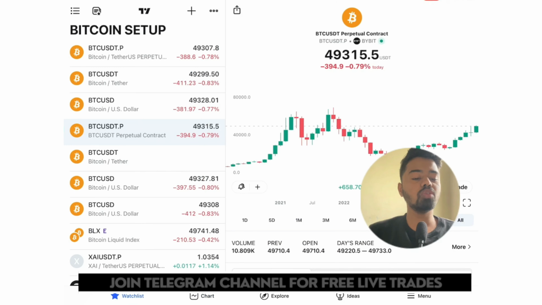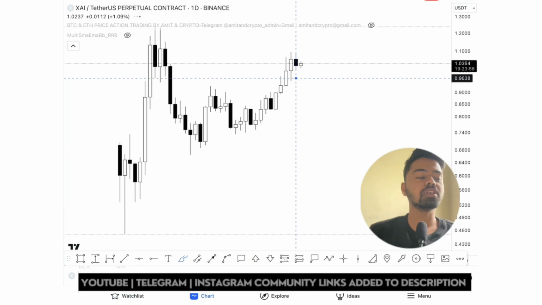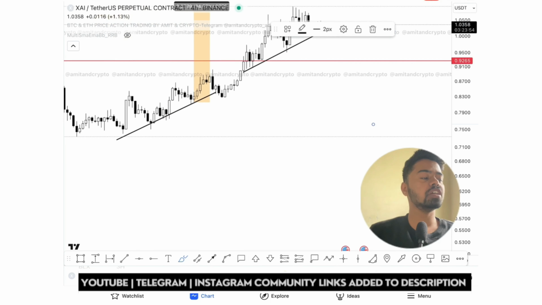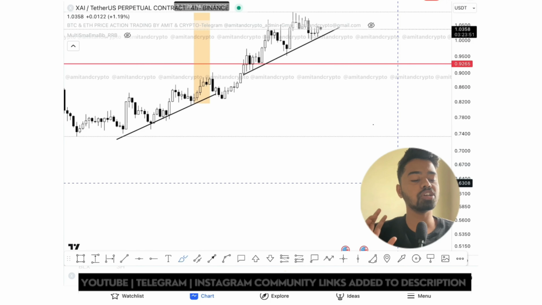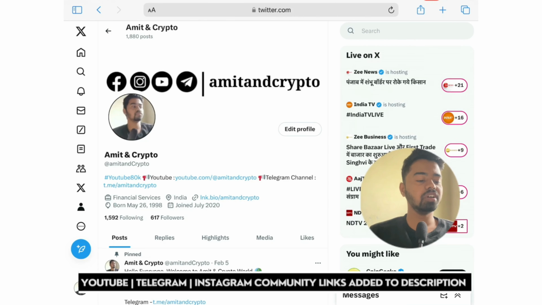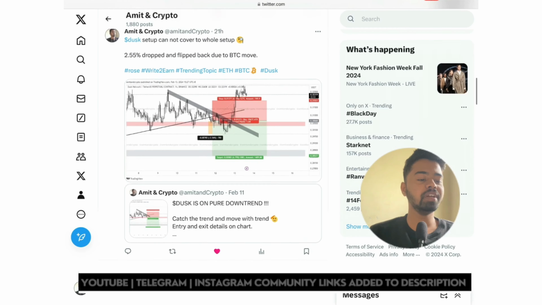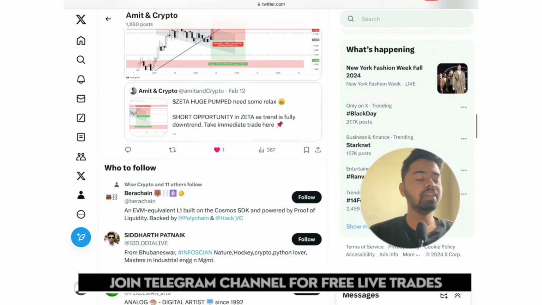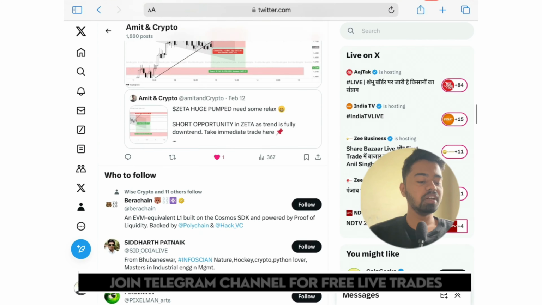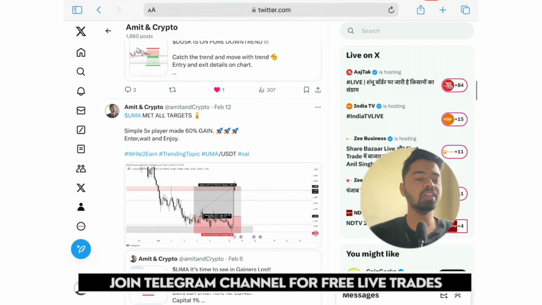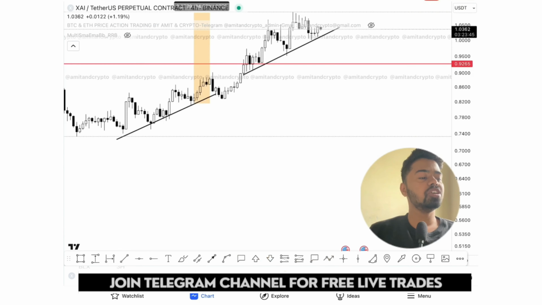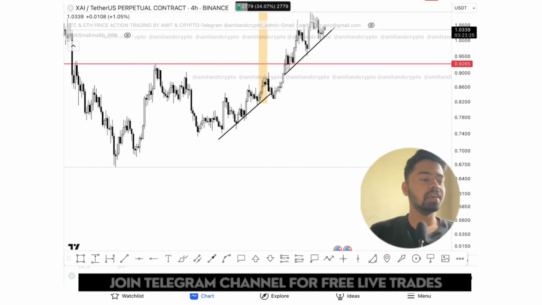Now let's take a look step by step at altcoins. First, we will check XAI USDT. XAI USDT is performing very well. We had captured so many trades on Twitter. Here you can see a lot of updates have been shared, profit, losses, complete details. Recently we had a great trade in UMA. We will discuss UMA as well. Right now we will be checking XAI.